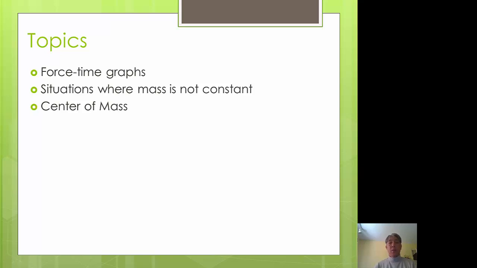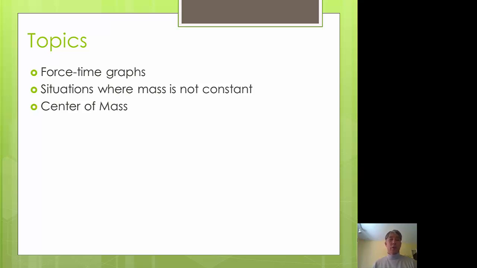The three aspects that we're going to look at in this video are force time graphs. In the IB curriculum, we look at a lot of graphs, probably because it's supposed to be a lot more experimental than what we do in honors physics. So here we're going to look at force time graphs and what the area or the slope, in this case primarily the area, what does that mean?